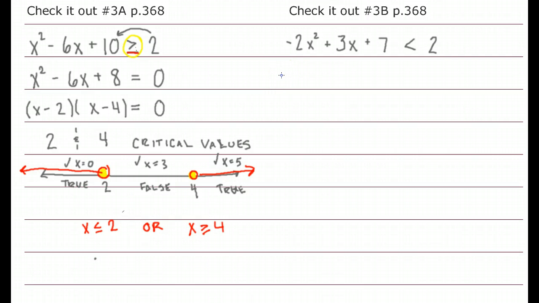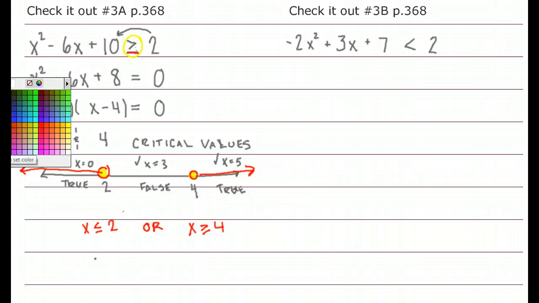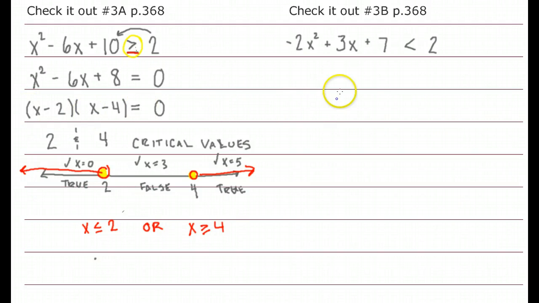Alright, let's take a look at question 3b. So here we have the same type of problem. We want to set it equal to 0, so we want to get this 2 over to the other side. So we're going to subtract 2 from both sides. So if I get this 2 over to the other side, this 7 becomes a 5. Okay, and then I'm making an equation for now to find my critical values.